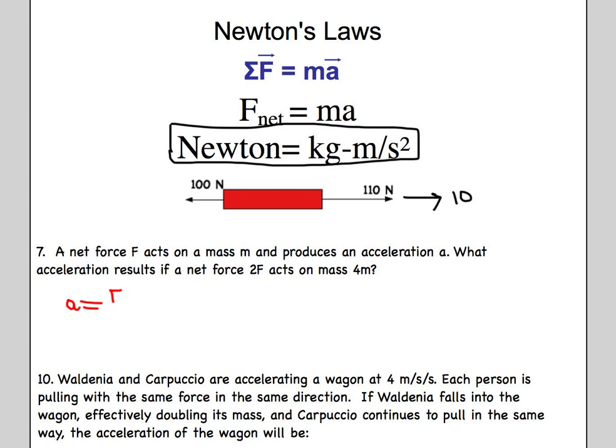Now, if we change the force and we change the mass, we get a different acceleration. Let's call it A prime. And let's see, this one will be a net force of twice as much. If this was F, this will now be 2F. It acts on a mass 4 times as massive, so this will be 4M. And so one of the things you can see is that this new acceleration will be 1/2 F over M. And of course we know that F over M is just the original acceleration here. So this will be 1/2 of the old acceleration.